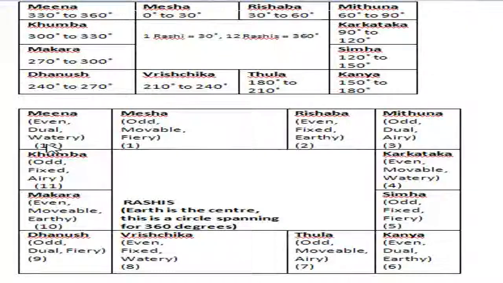Mesha is also called dharmic. It actually represents dharma. Rishabha represents artha. Mithuna represents kama. Karkataka represents moksha. So it is dharma, artha, kama, moksha, and this repeats. And look at this, the last sign, the 12th sign, is moksha.